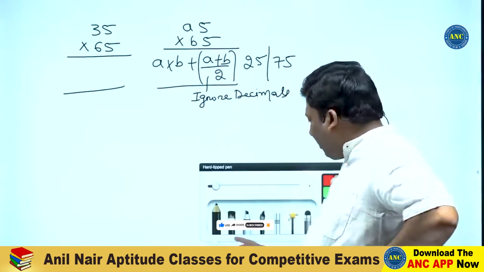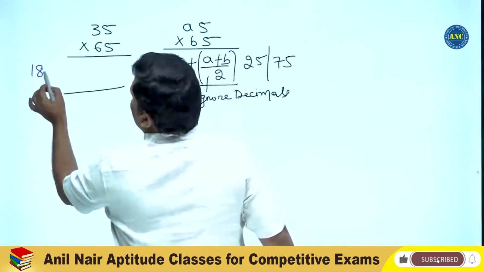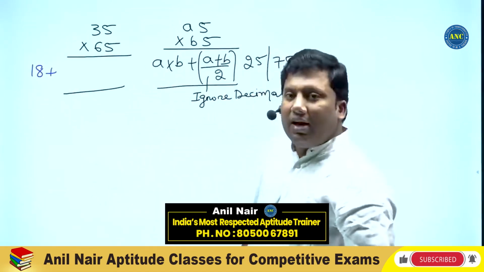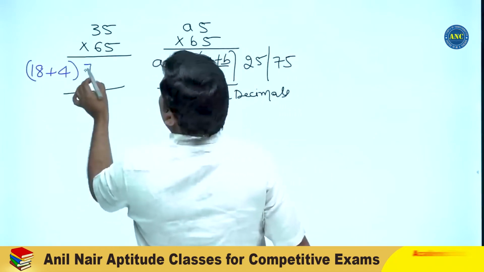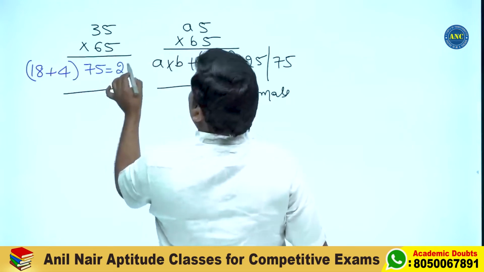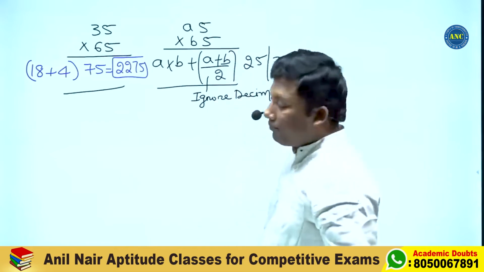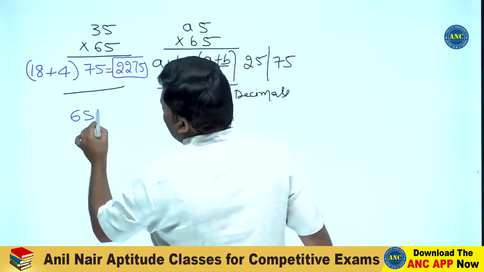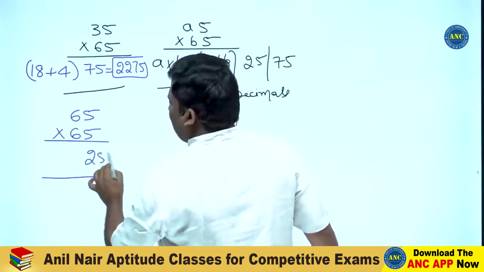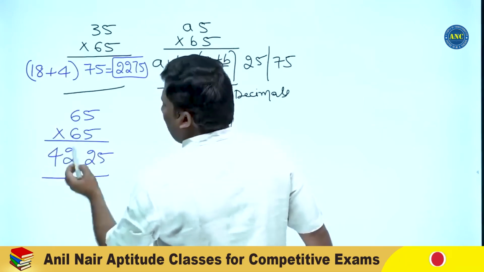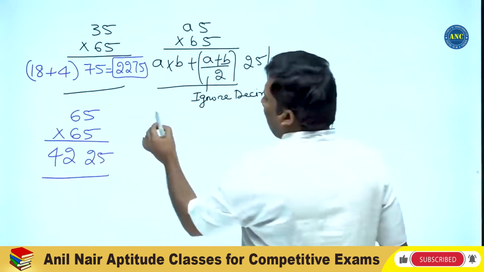35 into 65. First we will understand it. A into B, 6 threes are 18. 6 plus 3, 9. 9 by 2, 4.5. Write down 4. Odd 5 into even 5, it is 75. So the answer is 2275. Now 65 square, 65 into 65. Even 5 into even 5, 25. A into A plus 1, which is 4225.